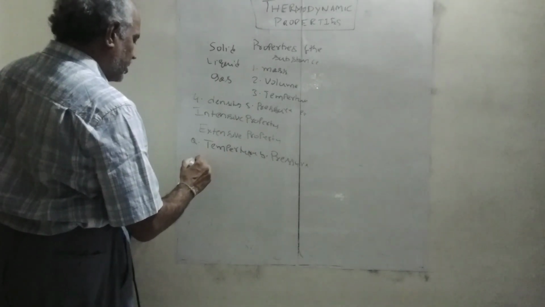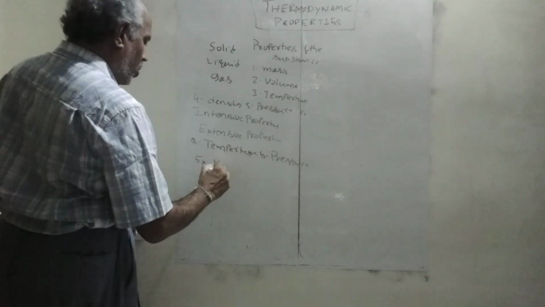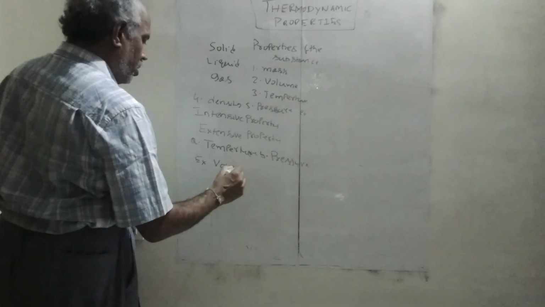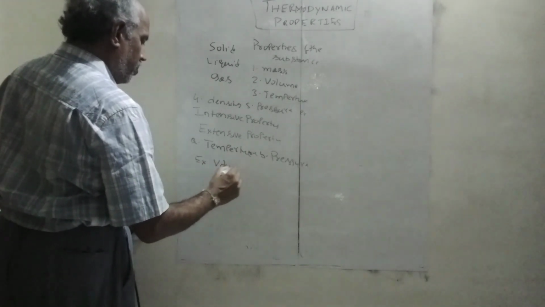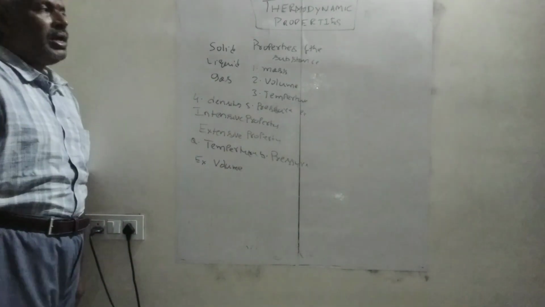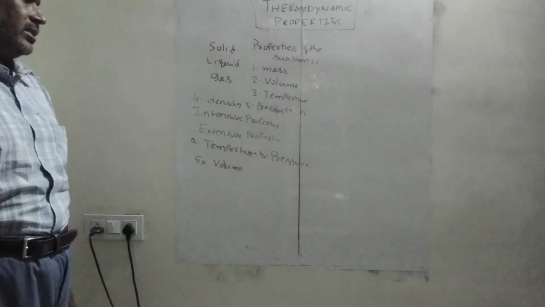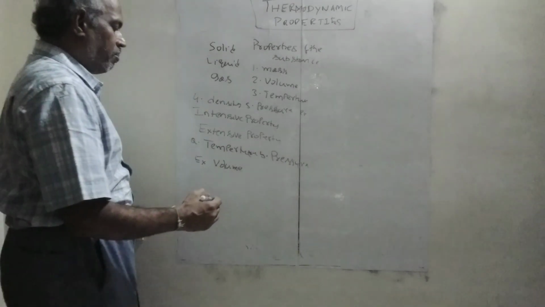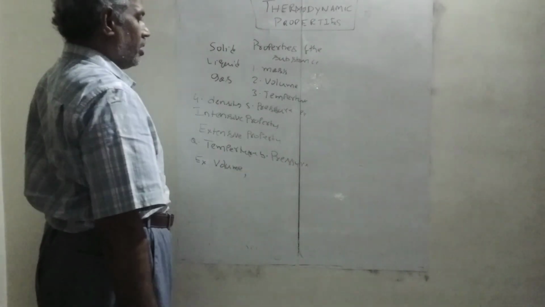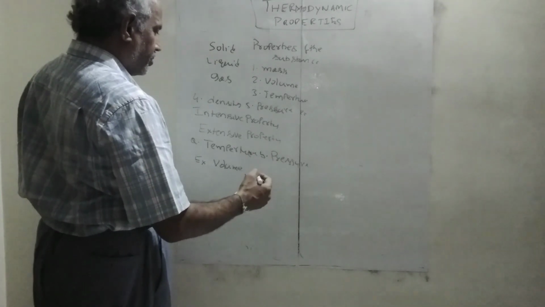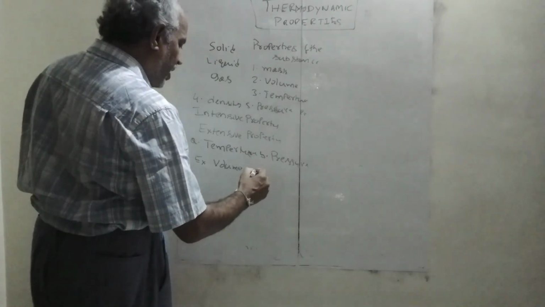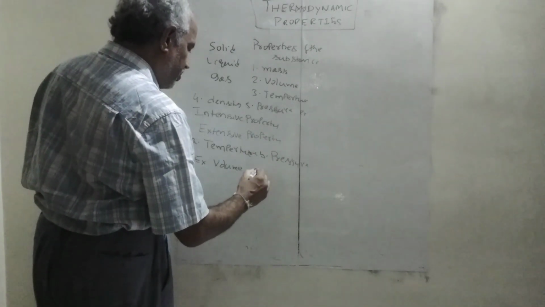So the examples are volume. If the volume increases, the mass will increase. If the mass increases, the volume will increase. So volume is an example of extensive property, and specific weight.